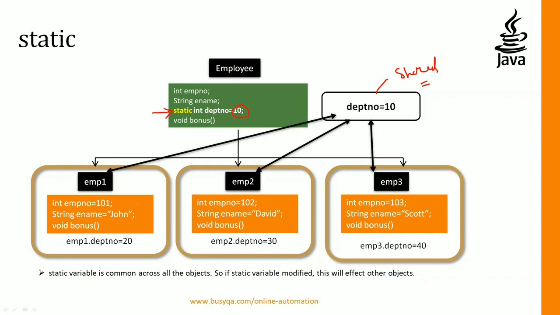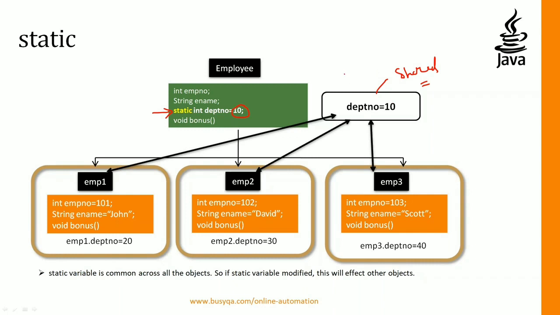Now let's create three different objects: EMP1, EMP2 and EMP3. When EMP1 is created, it gets its own copy of variables and methods, right? So EMP number is assigned 101, and E name and bonus we have also assigned. But what about department number? The same department number will be applicable for EMP1. If you still want to change it, you can change it later. If I create EMP2, the same department number 10 will be applicable to EMP2, and again for EMP3. So every object will share the same department number 10.